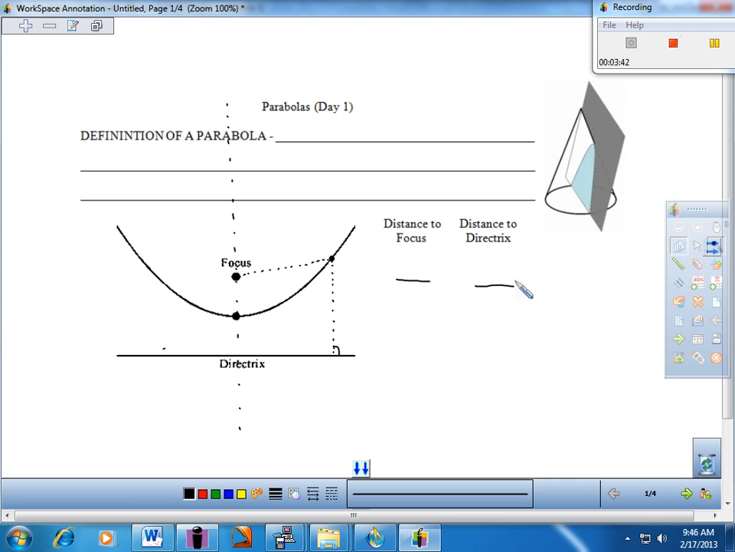Okay, so the hope is at this point you've measured the distance from the focus to our point on the parabola and from the directrix to that same point on the parabola. And maybe you notice something about those two values. All right, let's go ahead and continue.